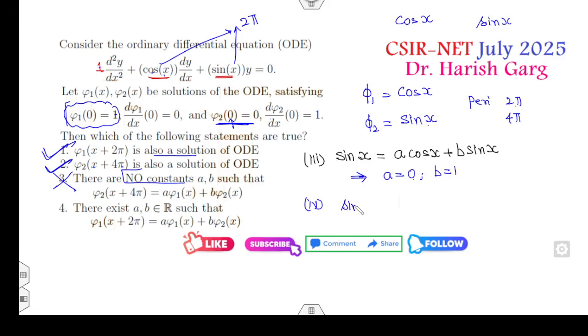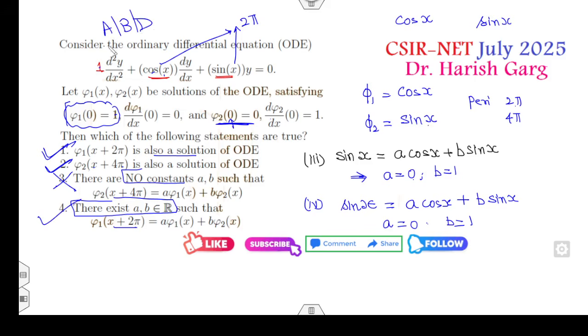Right hand side is sine of x plus 2 pi, again sin x, which is equal to a cos x plus b sin x. Yes, you can again obtain the value of a is 0, b is 1. He said there exist. क्या आपको मिला है a और b रियल में से? Yes, you can get that. So the right answer is A, B and D are the right answers of the problem.